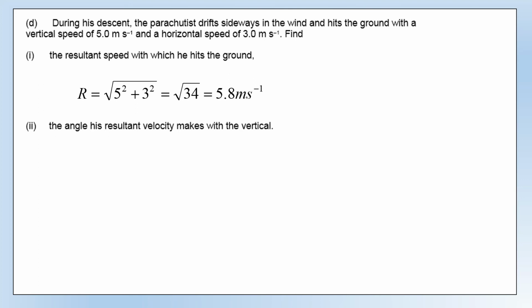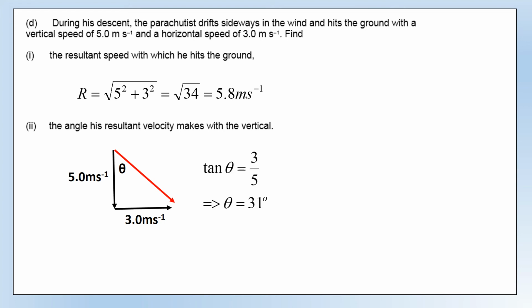Now we want to calculate the angle to the vertical. Let's first represent them using a vector triangle. So it's 5 down, 3 across. We want the angle to the vertical, so I'm going to use tan to solve for theta, which will be 31 degrees.